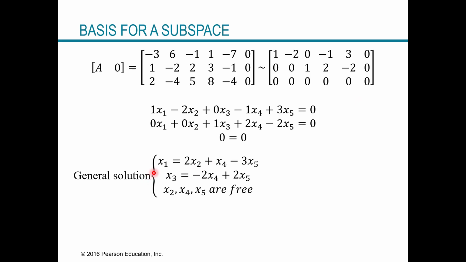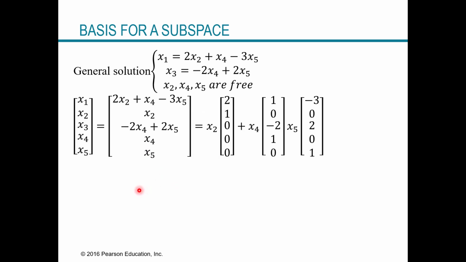All right, and so we have x1 written in terms of the free variables, x3 written in terms of the free variables, and then the other three are free. You could say in words that they're free, or you can say that they equal themselves. So you could say something like x2 equals x2, x4 equals x4, x5 equals x5. So you just solve these equations up here for x1 and x3. That's where these came from.